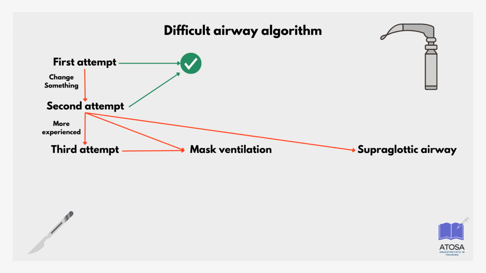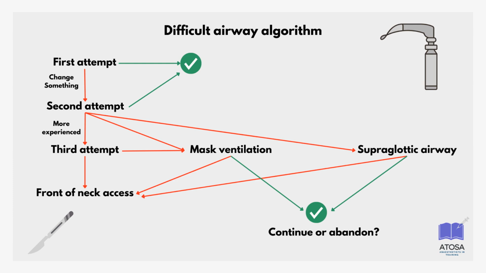If successful with the supraglottic airway, then a decision must be made on whether to continue or abandon the case. However, if unsuccessful with mask ventilation or a supraglottic airway, then front of neck access is the only option remaining. Have a look at our difficult airway talk to learn more about this technique.